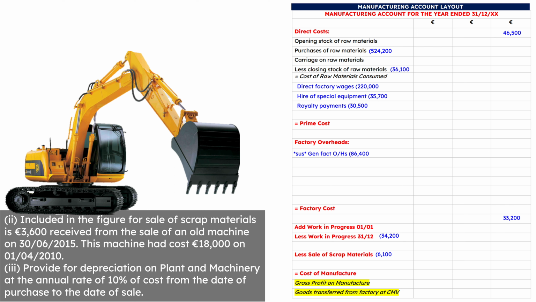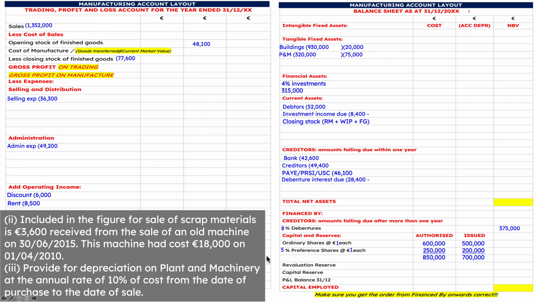And they have scrap materials left over after they've finished making things. It is not the same thing as plant and machinery, okay? So it says here, included in the figure for sale of scrap materials is 3,600 received from the sale of an old machine, okay? So sale of scrap materials is not the same thing as sale of plant machinery. So we're going to minus that 3,600 out of there in order to fix the sale of scrap materials figure.